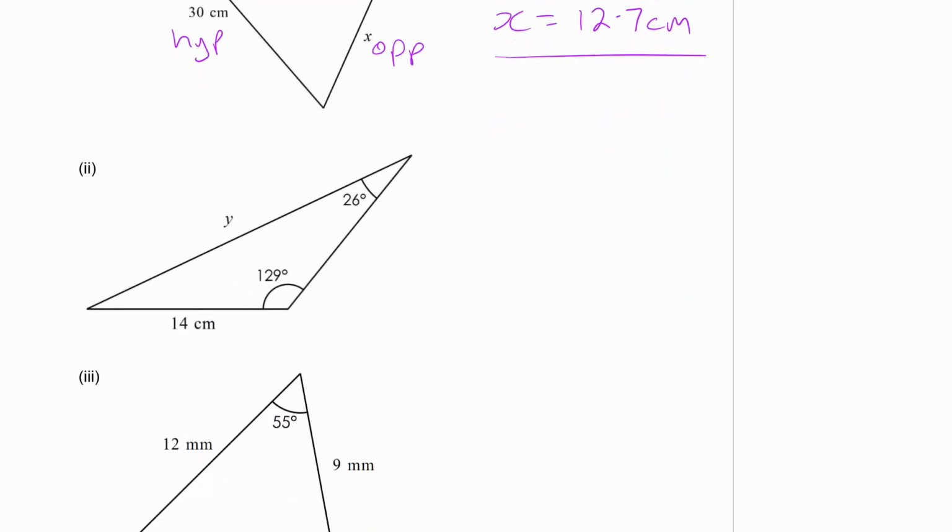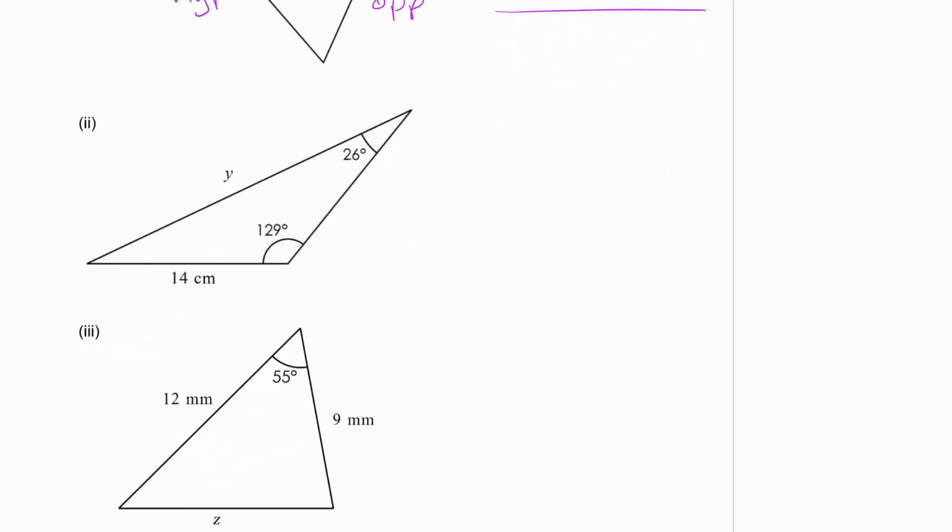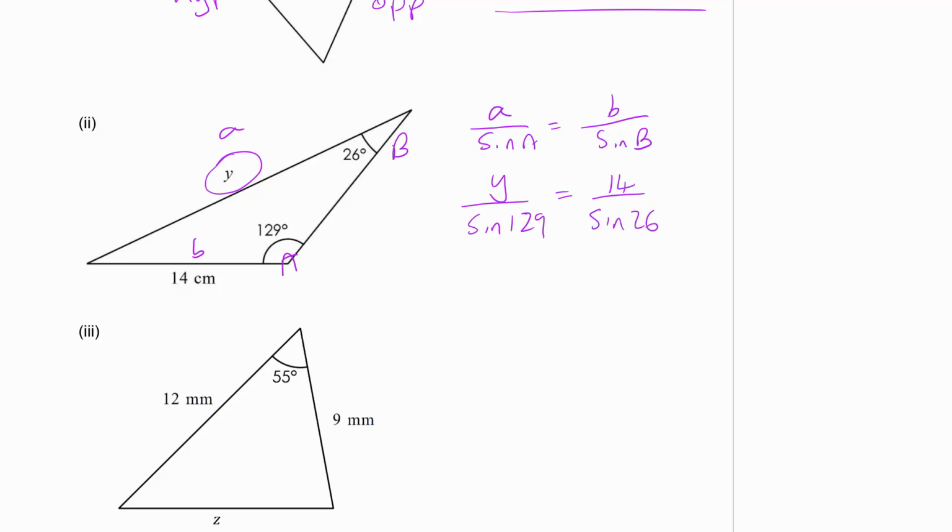Now for the next one, we need the sine rule. And we're finding this side, so I'm going to call this one A. I'm going to call the angle here A, and let's call this B, and this one B. And so we're going to have A over sine A is equal to B over sine B. And we should write down what all this is. So y over sine 129 is equal to 14 over sine 26.